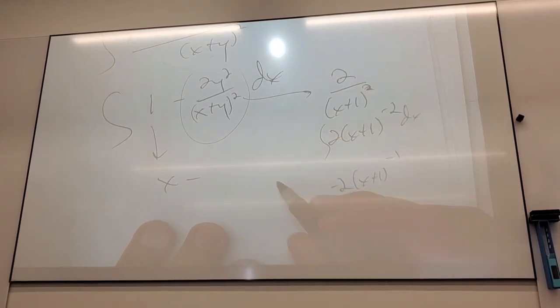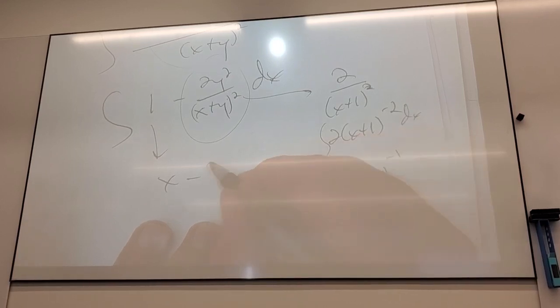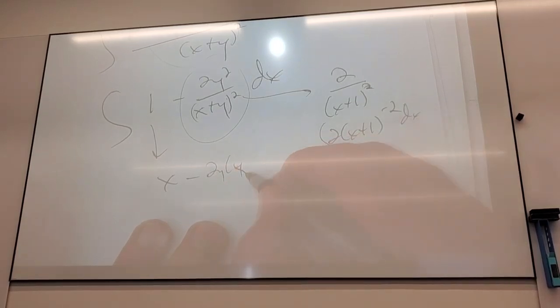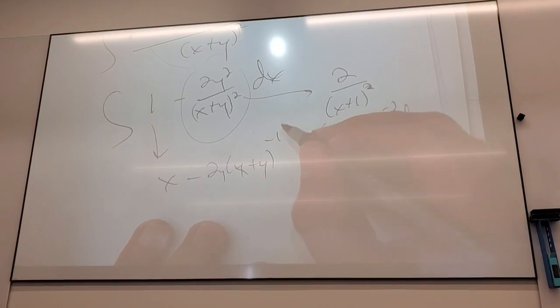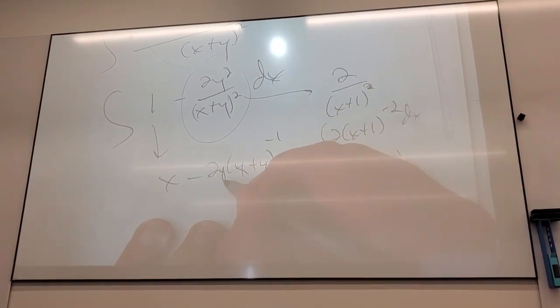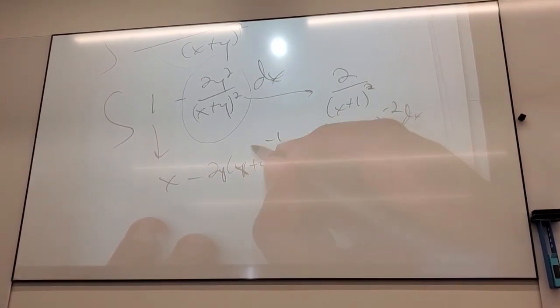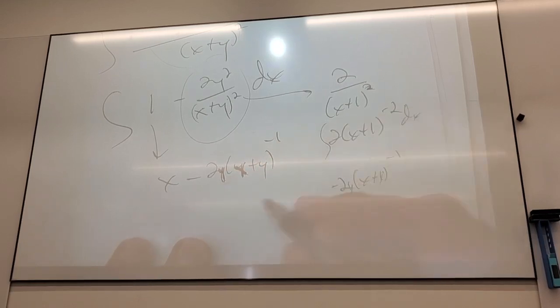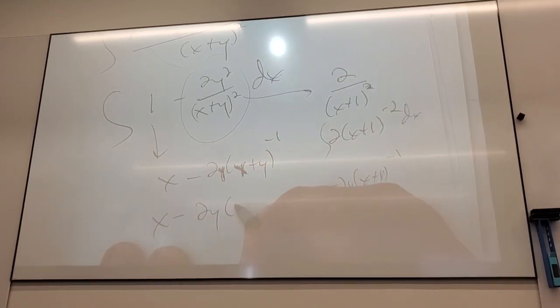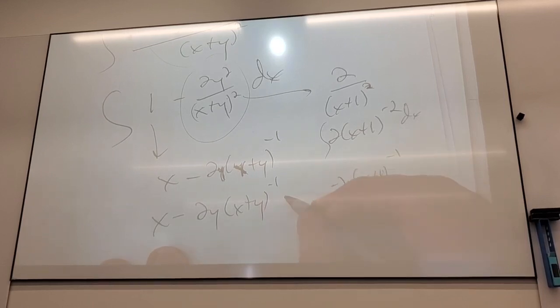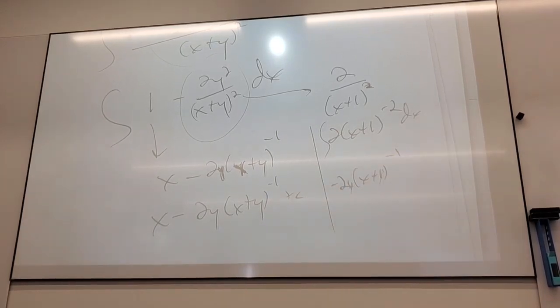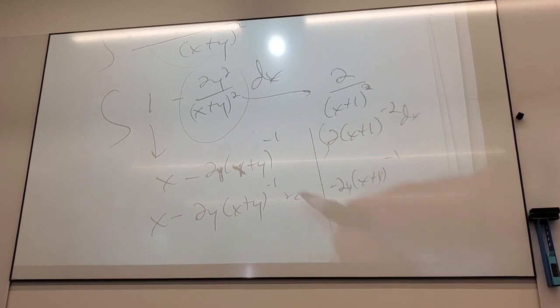I just throw y's in there, right? So there's going to be a y here, there's going to be a y squared in there. So it's going to be minus 2y, x plus y to the negative 1. If I could just write, everybody would be happy. X minus 2y, x plus y to the negative 1, plus c. Yeah, y squared, sorry. I forgot there was a square there.